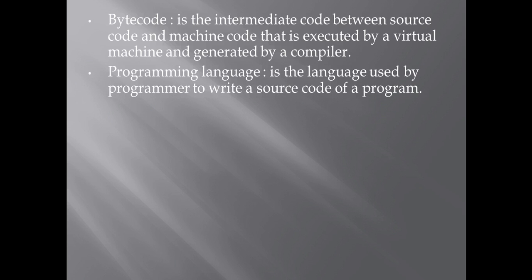Next is the programming language, which is the language used by programmers to write the source code. The source code is written in a language, okay? This programming language is used to write the source code. Some examples of programming languages are Java, the one we are studying right now, and also C++, C#, Python, and so on. We have so many programming languages.